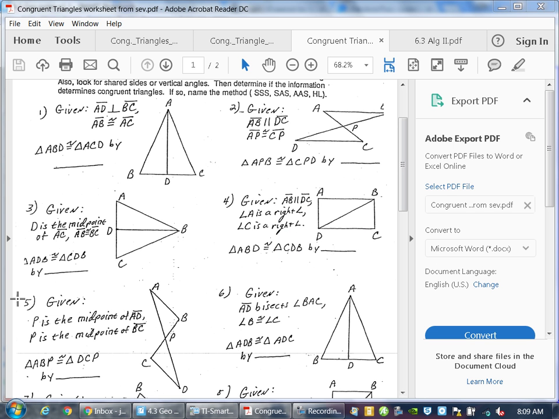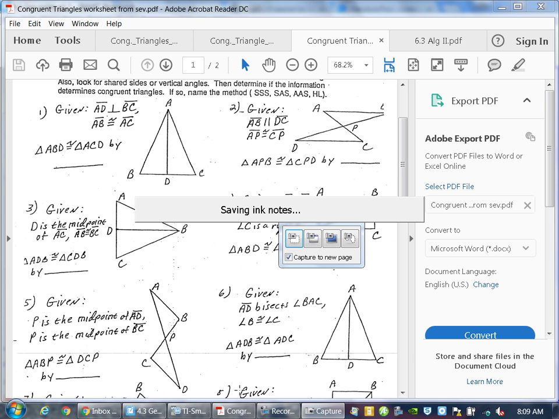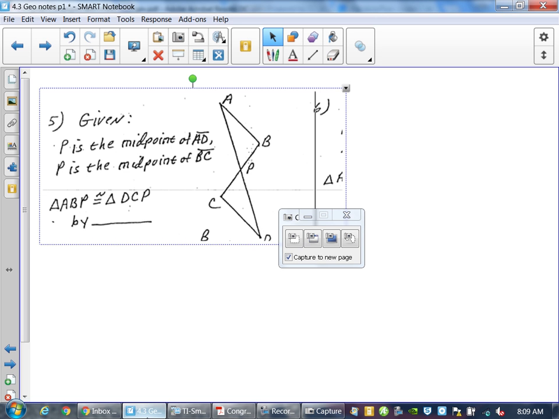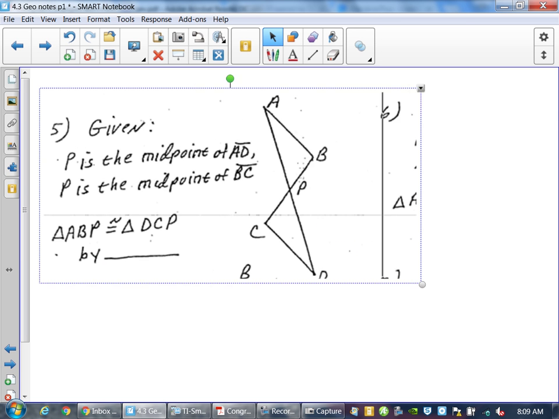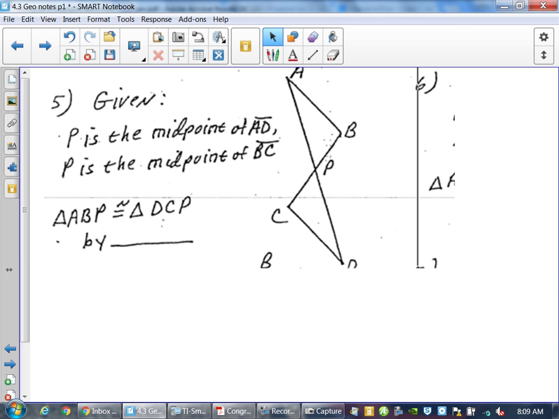Where are we at? Here we go. Hey, look! It's a bow tie problem. What's going to happen in between the two? You're going to have some vertical angles. Very good. So I know that I have a midpoint of AD, so these two are the same. I have a midpoint of BC, these two are the same. And lo and behold, we have a side and a side. Very good. That's how it works, guys. SAS.